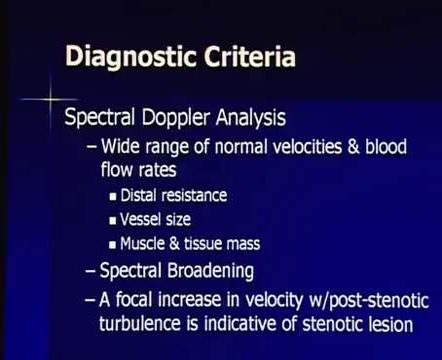Now, as I said, there is a wide variation of normal velocities and blood flow rates in individuals. This is due to the fact that flow to the extremity is not auto-regulated, but depends on the muscle mass and the tissue mass and the distal resistance, in addition to the vessel size, and all those factors will vary the absolute velocities that we record. As I said too, we will see some degrees of changes in the spectral Doppler. We may see spectral broadening, and certainly we'll see post-stenotic turbulence. And the telltale sign of a stenosis is a focal elevation in velocity with post-stenotic turbulence.